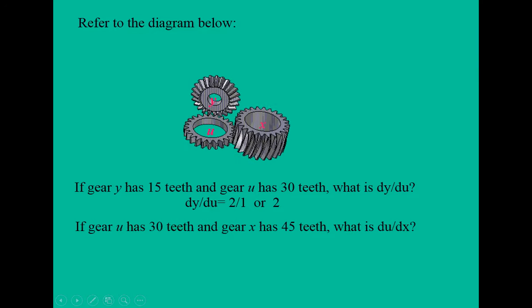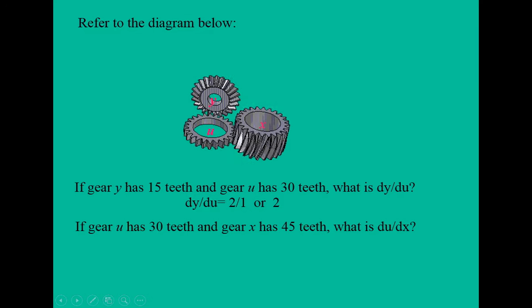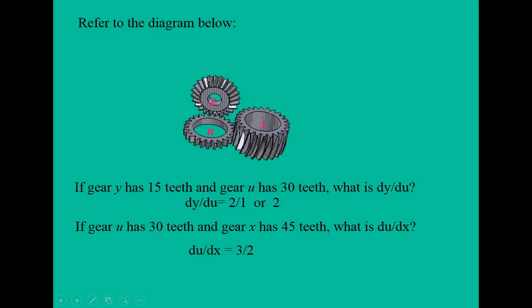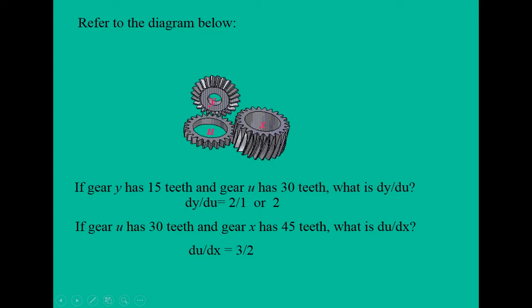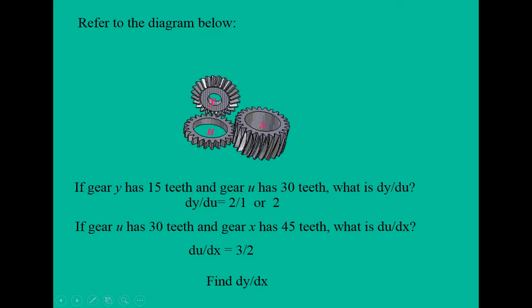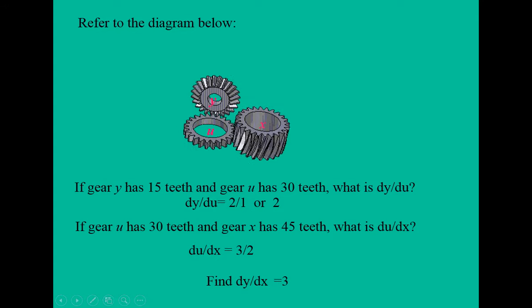If gear u has 30 teeth and gear x has 45 teeth, what is du/dx? So du/dx would be 3 divided by 2. If dx goes around twice, we can see gear u would go around 3 times. So what would dy/dx equal? So thinking that through, we would find dy/dx equals 3. And I hope that you'll go back and look at the gears and verify that on your own.